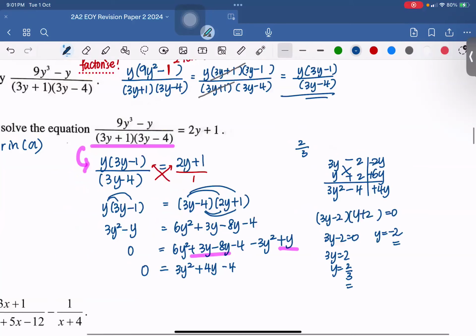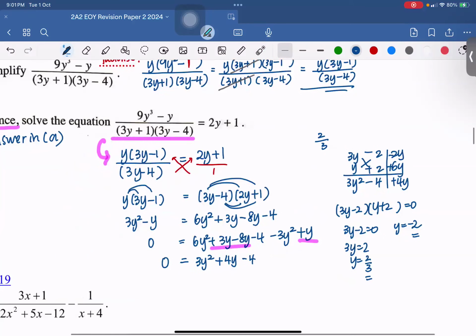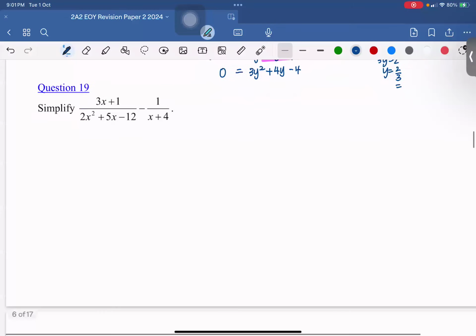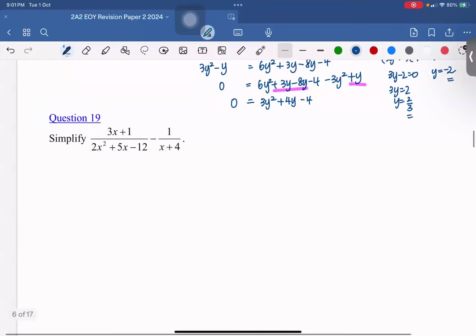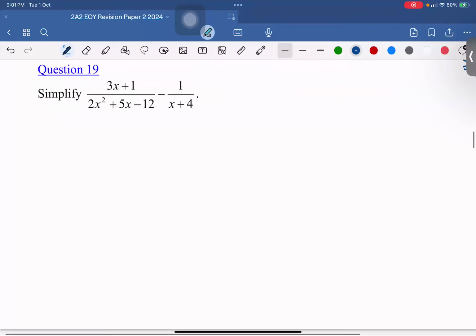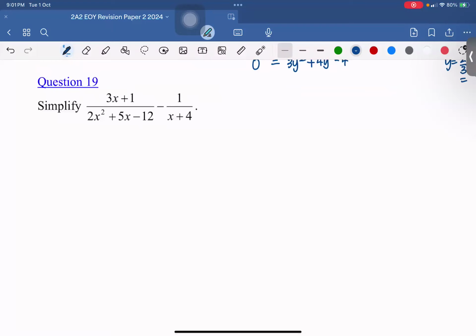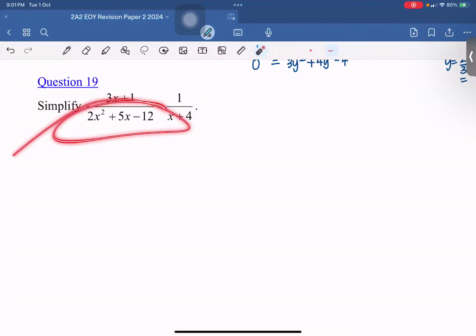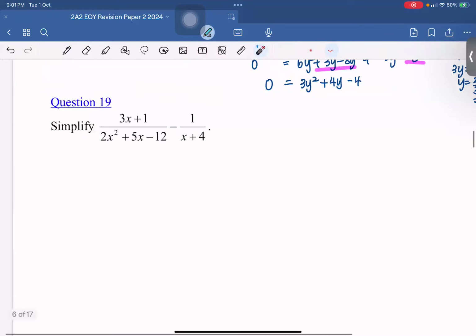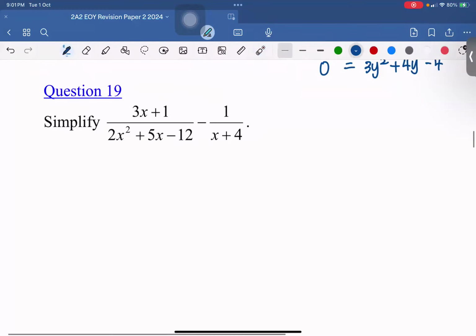Next one, how are we going to add fractions together? Question number 19. There are a couple of different types of fractions we need to know. First one over here, am I going to just multiply and make it very horrible? What am I going to do? Zoom in. Mode 5, 2, 2.